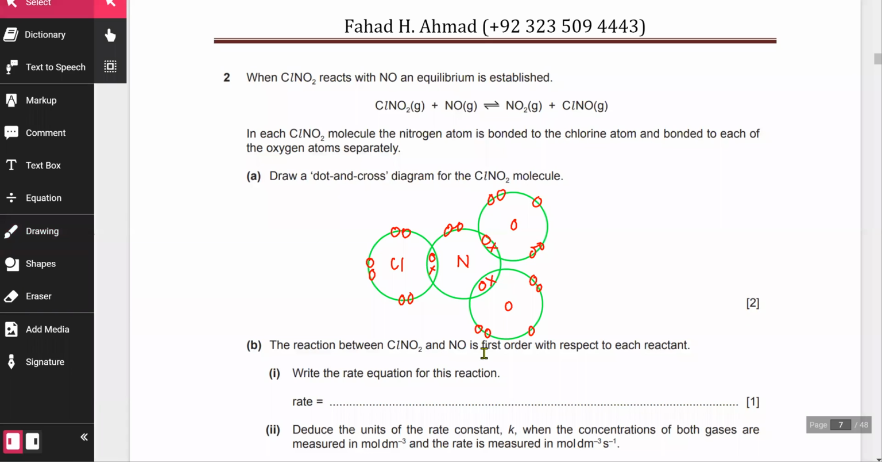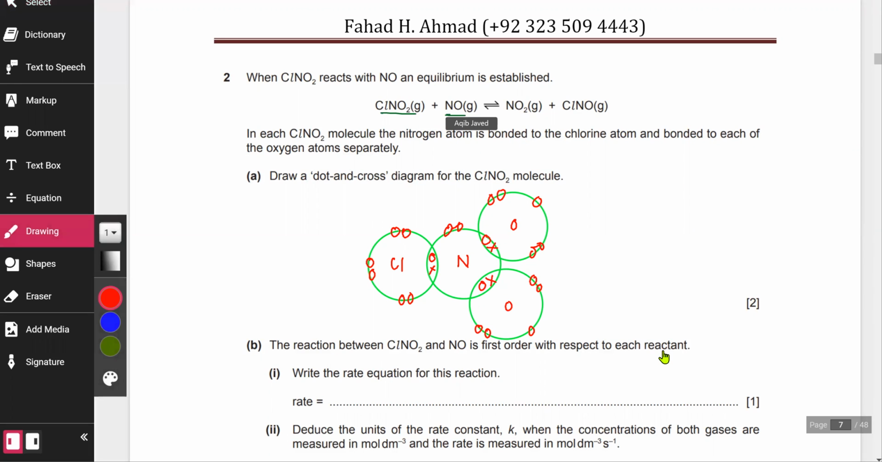Anyways, the reaction between ClNO2 and NO is first order with respect to each of the reactants. So you have a total of two reactants. That's reactant one, that's reactant two, and it's first order with both of them. So the ClNO2 concentration would be to the power 1, and the other one is NO, and its concentration would also be to the power 1. Okay, so it's first order with respect to each of the reactants, and there's going to be a k over here, which is going to be your rate constant.